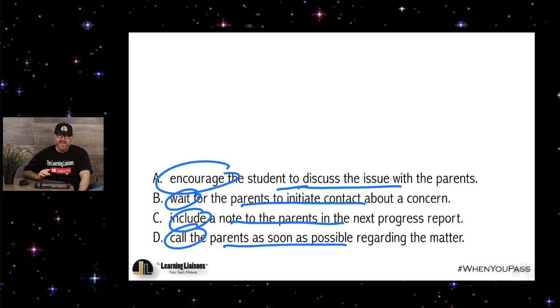Want to take a guess? I'll give you a couple seconds. Guess which letter. Shout it out right now, or you could put it in the comment box too. But which letter would I cross off and be an outlier immediately for my classroom teachers? I'll give you 3 seconds. 1, 2, 3. Well, right away, let's grab a different color. Right away, this one is gone. That could never be the answer to this question, right?